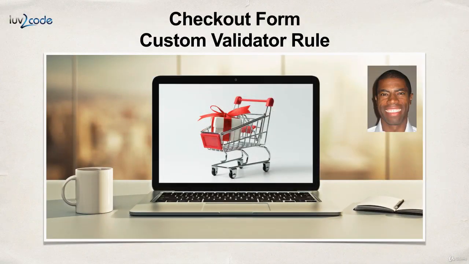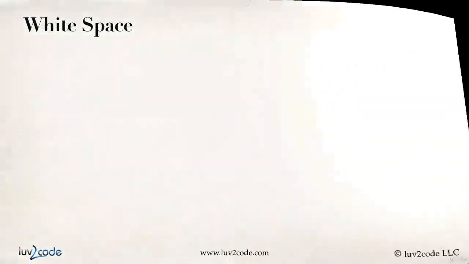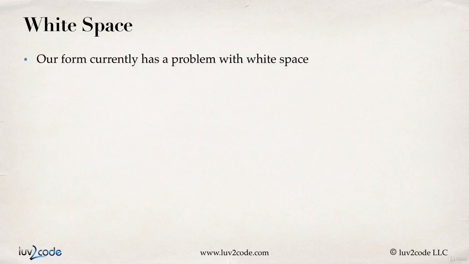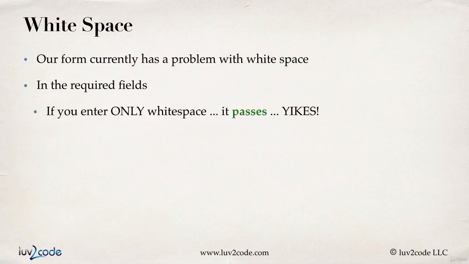In this video, we'll work on our checkout form and we'll add a custom validator rule. Our form currently has a problem with white space. In the required fields, if we enter only white space, then it passes. Yikes!